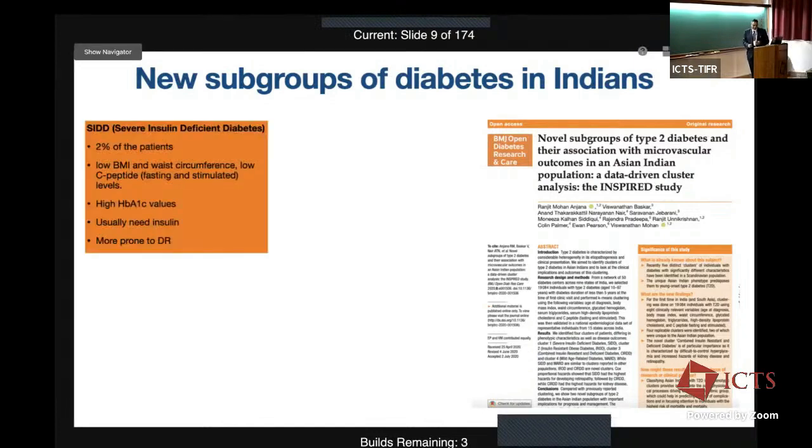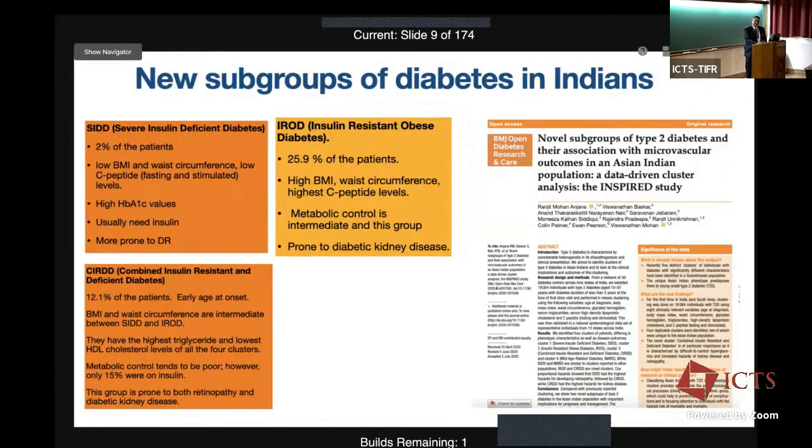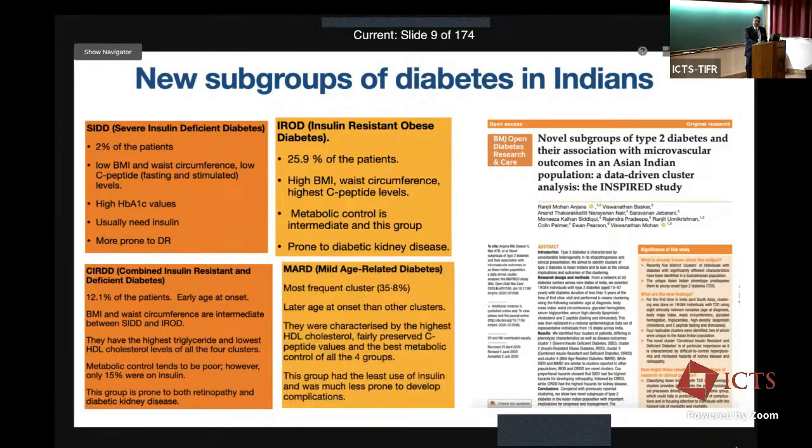Yeah, and I think again, I will just skip that, but there are different phenotypes of diabetes which we see in India, and the microvascular complications seem to be a bit different among these groups. So we have a severely insulin deficient diabetic. I'm not going into detail. Another one having an insulin resistant obese diabetic. They combine insulin resistant and deficient diabetes, and the most common one, the mild age-related diabetes.